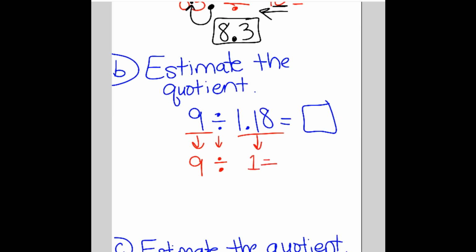What's 9 divided by 1? Anything divided by 1 is itself. So 9 divided by 1 equals 9. There we go. That one was super, super simple. Next one.